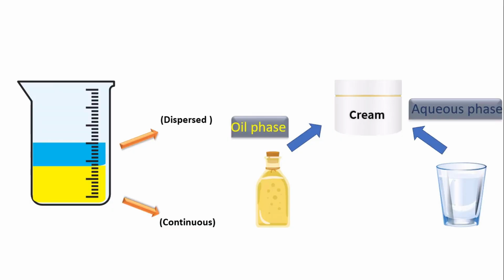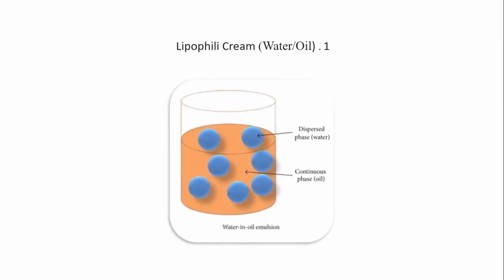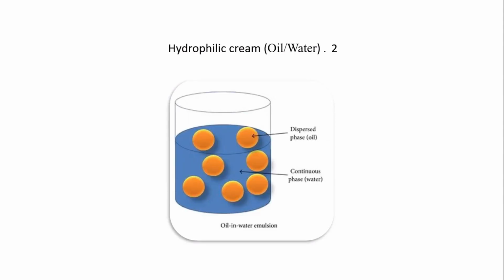If the internal phase is made up of water and the external phase is oil, this cream is called lipophilic or water and oil. Conversely, if the internal phase is oil and the external or continuous phase is water, this cream is called hydrophilic. Now you might wonder, why do we make two types of creams? Why don't we just use one type of cream?